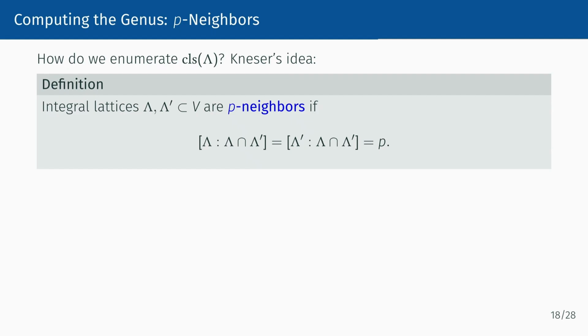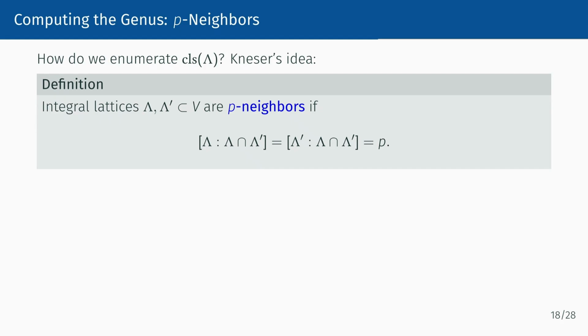All right, so how do we enumerate the class group? We use the class set. We use an idea that goes back to Kneser called p-neighbors. So if we have 2 lattices, we say that they're p-neighbors if their intersection has index p in each one of them. Basically, you have lambda 1, lambda 2, and their intersection, and you want this index to be p for each one of them.